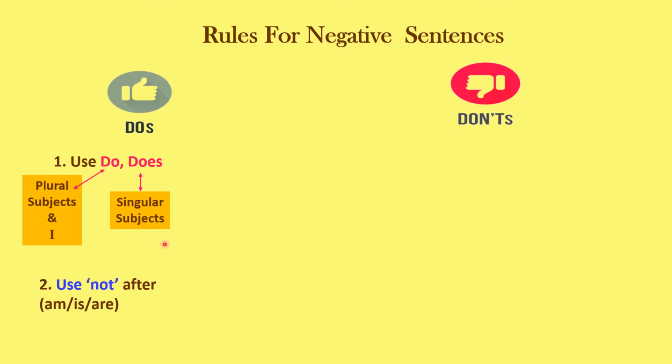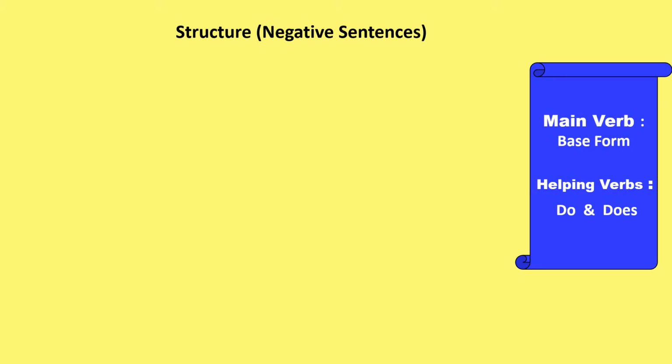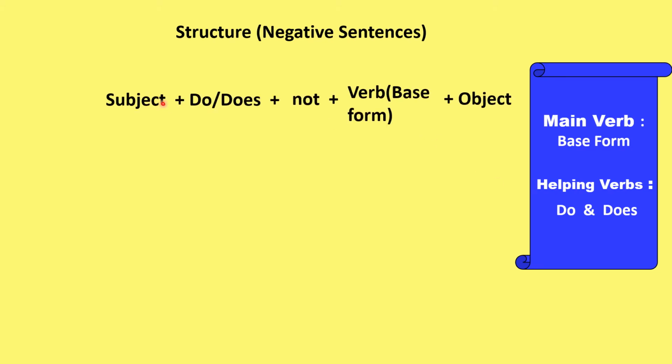You have to use not after am, is or are. So these are two things you need to remember. What you should not do when you are writing a negative sentence: you should never add s or es to the main verb. Now, what is the structure of a negative sentence? Subject followed by do or does, followed by not, and then the base form of a verb and the object.